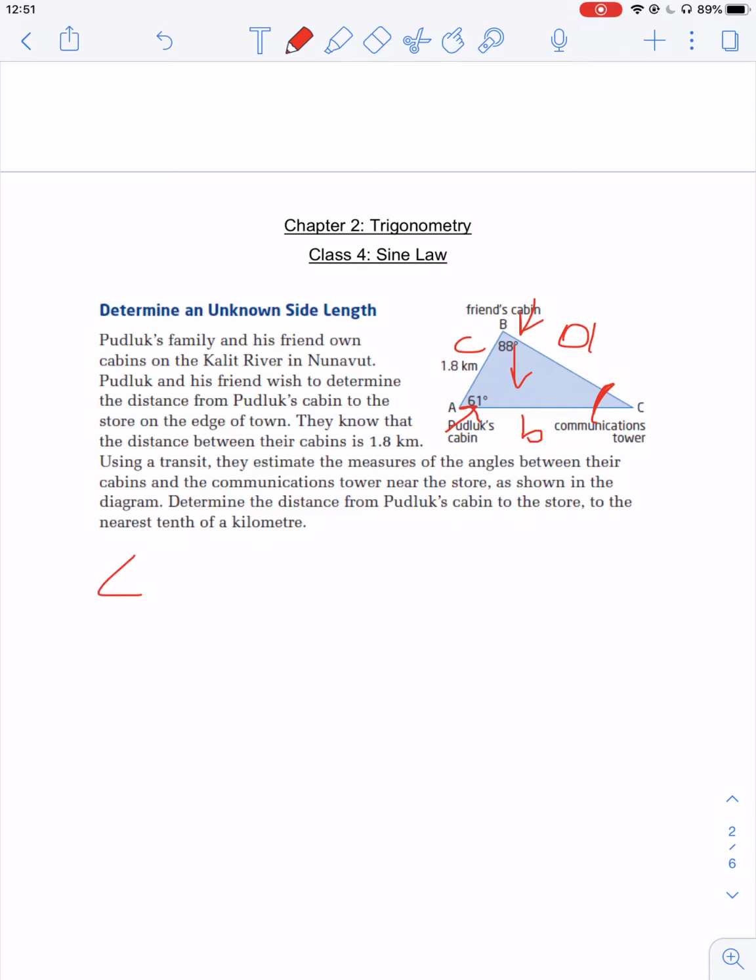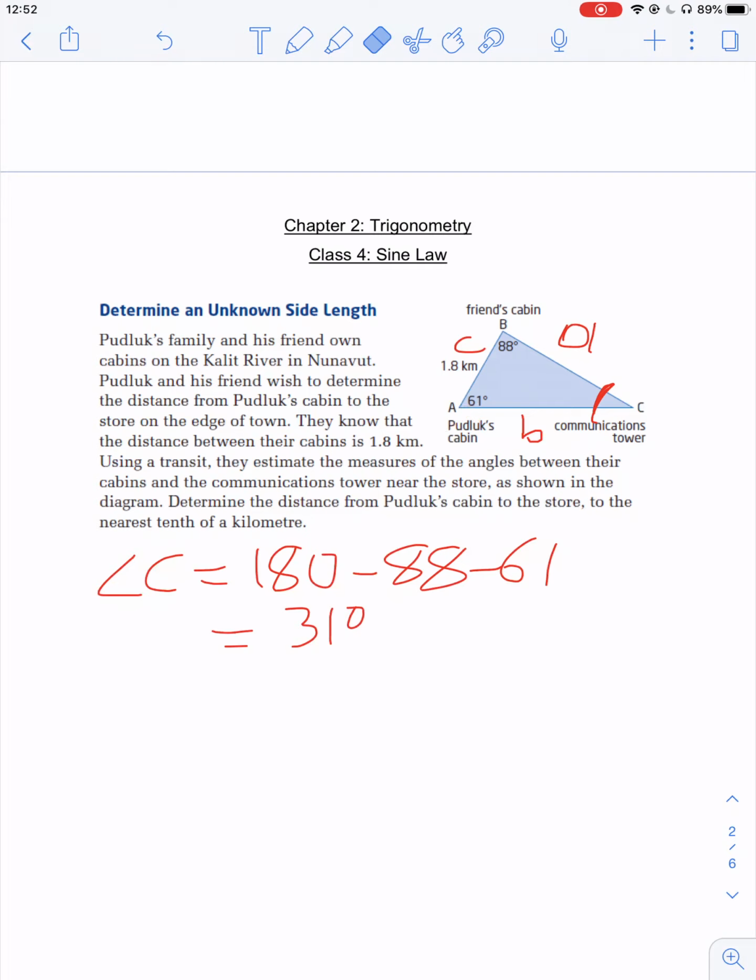So angle C will just equal 180, right? 180 is the total, it's like the sum of all the interior angles inside a triangle, right? So you just have to remove 88 from it, and you have to remove 61, okay? Some students like to add 88 and 61 and then remove it. It's the same thing, okay? So when you do that, you're gonna get 180 minus 88 minus 61. It's 31 degrees, okay?